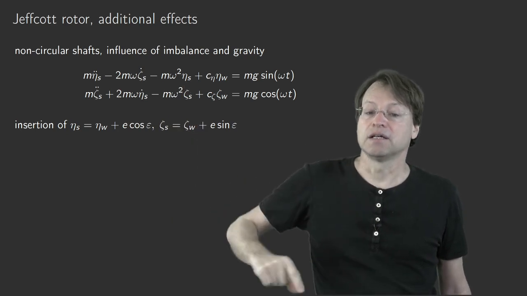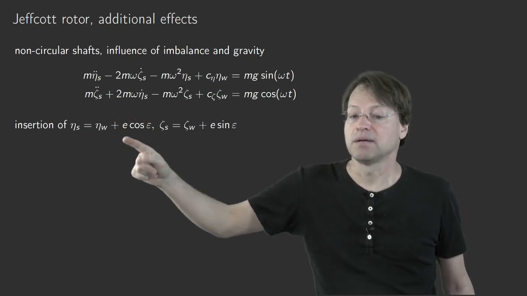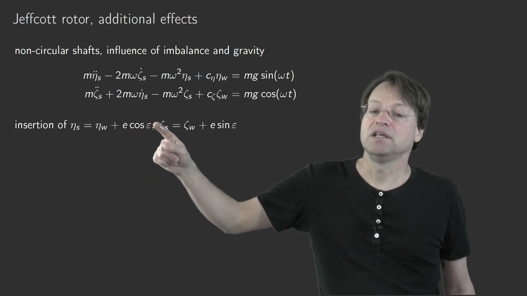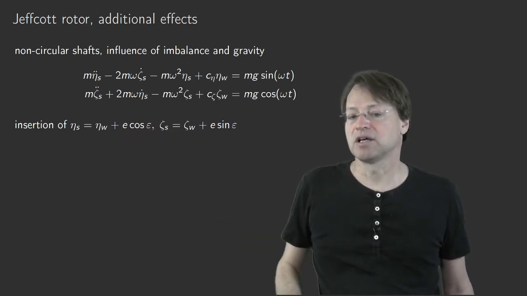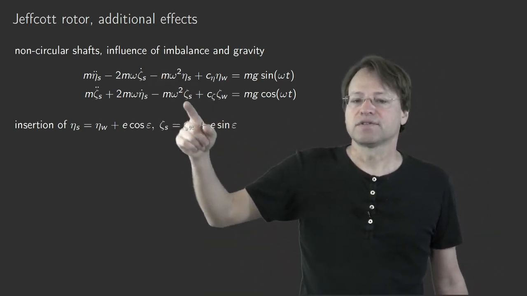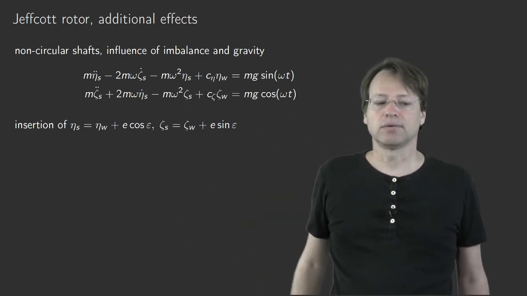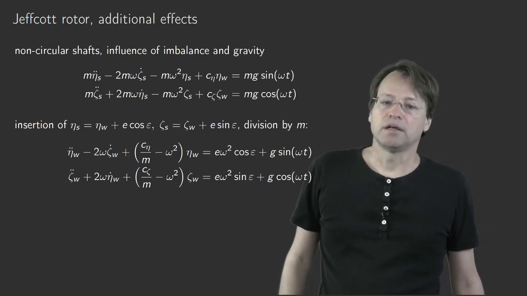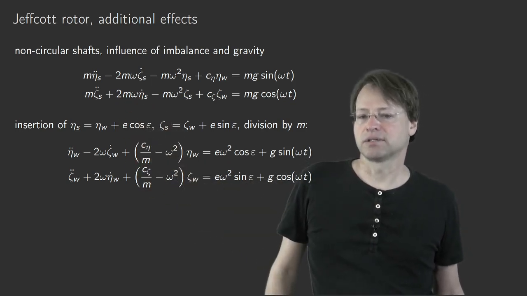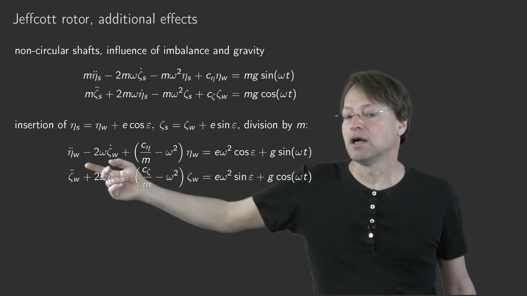For the quantities eta itself and zeta, of course, you have to replace them by the sum of eta sub w plus e cosine epsilon, and we put that term e cosine epsilon on the right-hand side because it is not multiplied by any displacements. And as there is a negative sign in both equations, this term will appear with a positive sign on the right-hand side. This done, we arrive at the following equation if we divide these equations by the mass, in order to get a first term that is independent of any other factor.